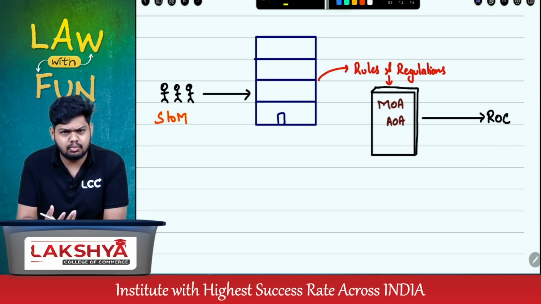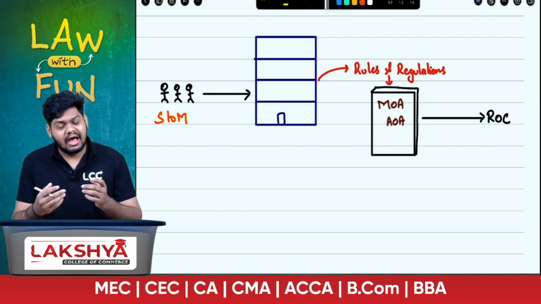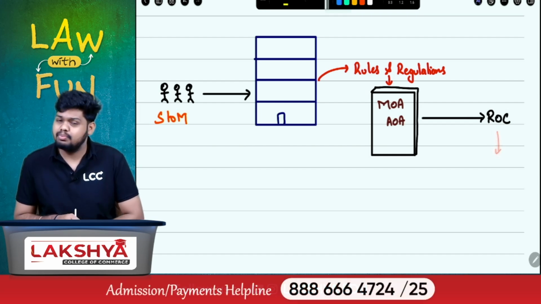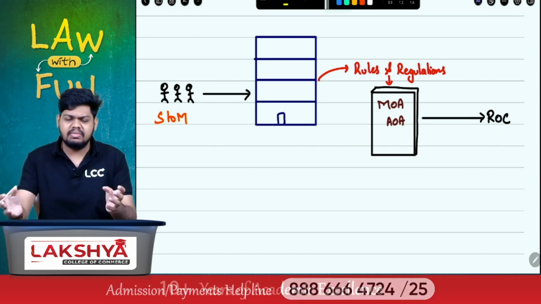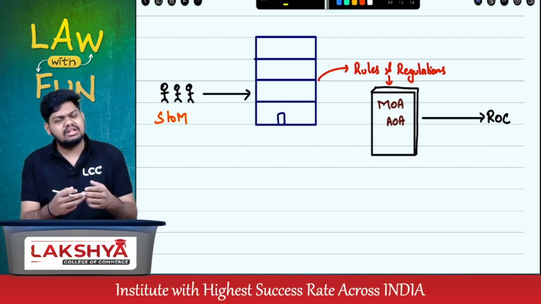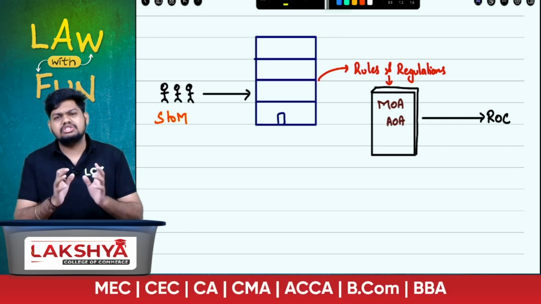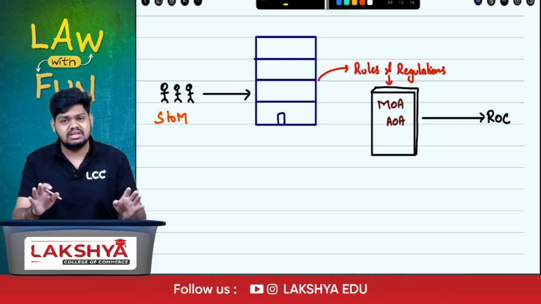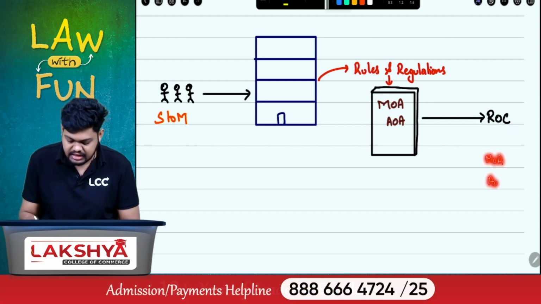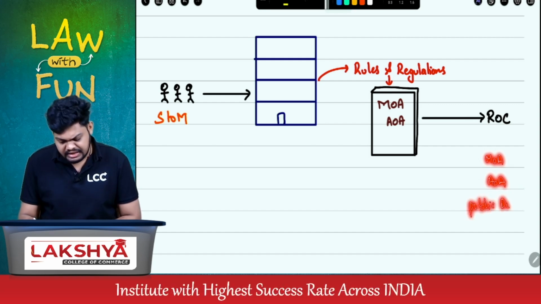On the MCA 21 portal, you will have all the MOA and AOA of every single company. And the ROC states that it will keep these documents for public inspection. They are open for any person to come and inspect. Come to the ROC, pay a nominal fee, and the ROC will provide you these documents. Or go to the MCA website and you can check the MOA and AOA of every single company out there in the market. So these MOA and AOA are now considered public documents because they can be inspected by any person.